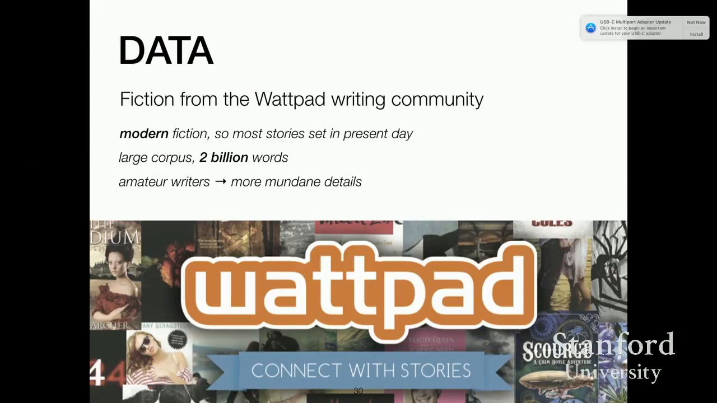Well, the data we used was the specific data from the Wattpad writing community. And the main property of this data is that it's modern fiction. So these are stories set in the modern world. They're not in fantasy places or on spaceships, right? We want to be able to model things that people are doing in the world. So we want fiction set in the present day.